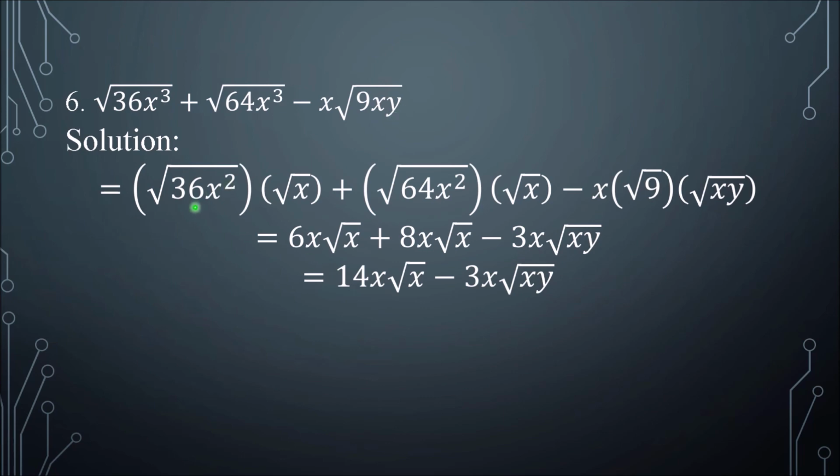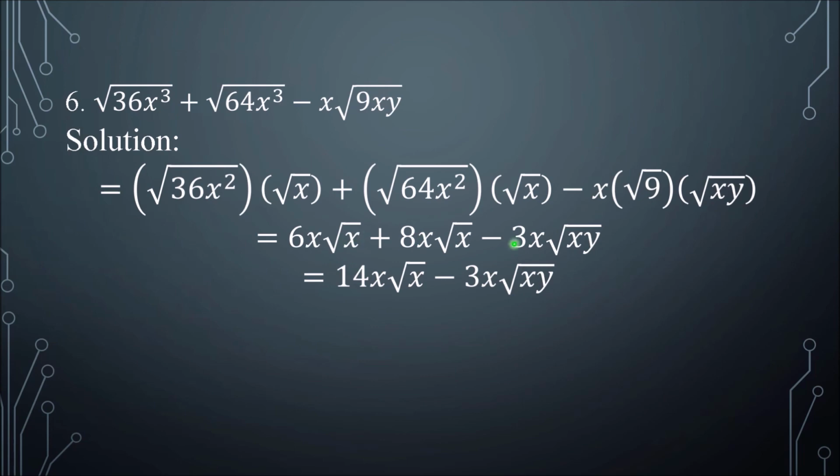Simplifying, square root of 36x squared is 6x. And then this one is this one. Square root of 64x squared is 8x. Plug in square root of x. Square root of 9 is 3. 3 times x is 3x. Plug in square root of xy.